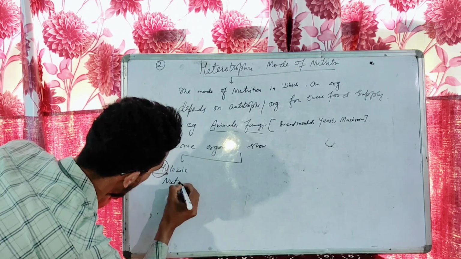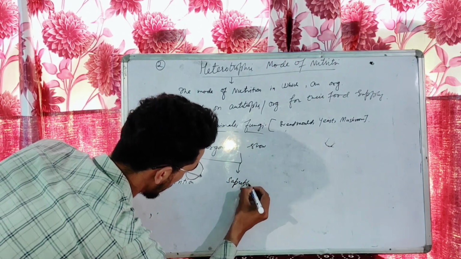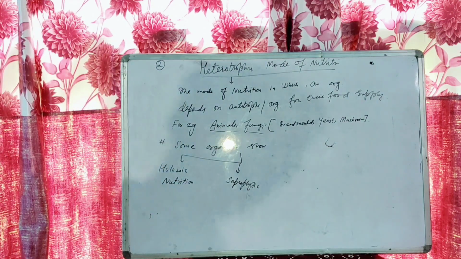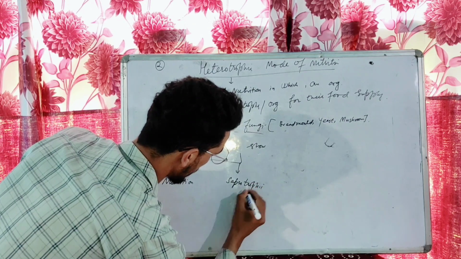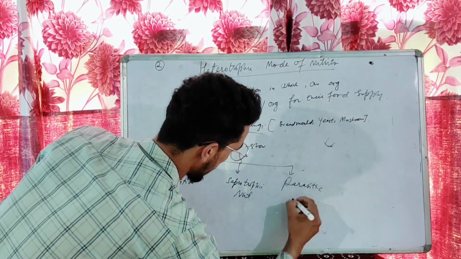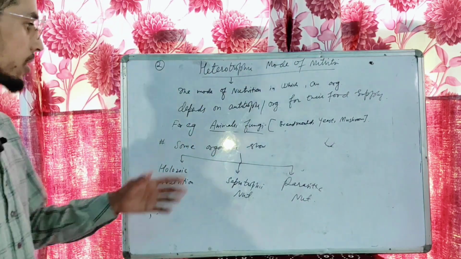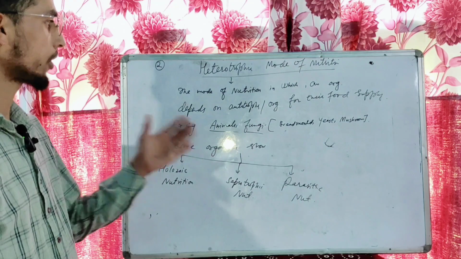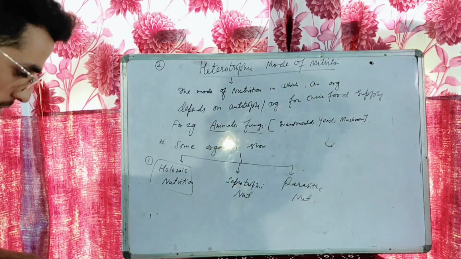Holozoic nutrition. Some show saprophytic, saprotrophic mode of nutrition. Some show parasitic nutrition. Now, in this heterotrophic mode of nutrition, we'll see all the animals and fungi. These all are included in this heterotrophic mode of nutrition. And now we'll start from the first one, that is holozoic mode of nutrition.